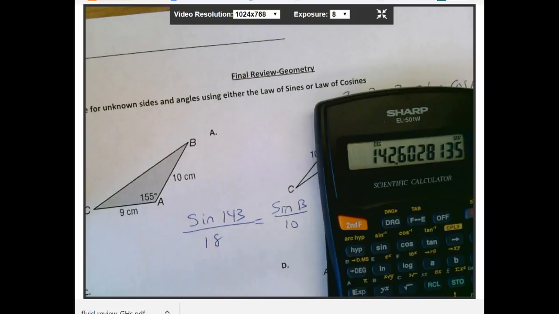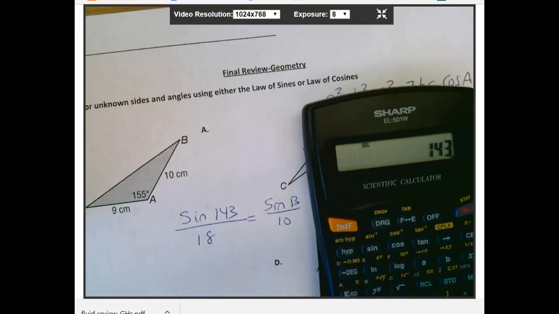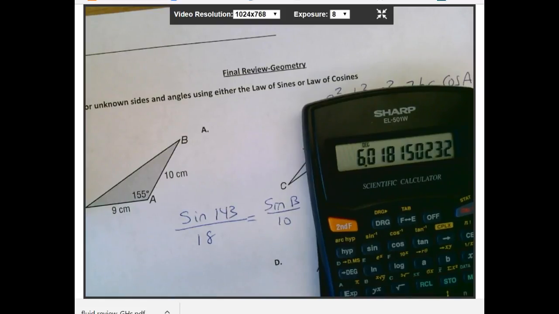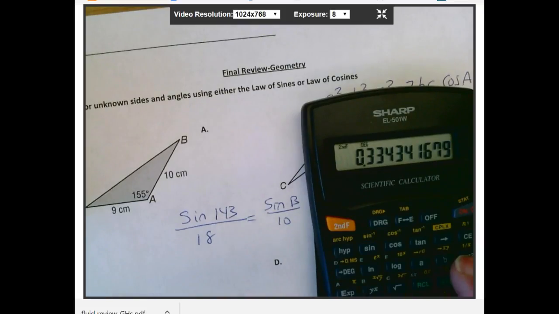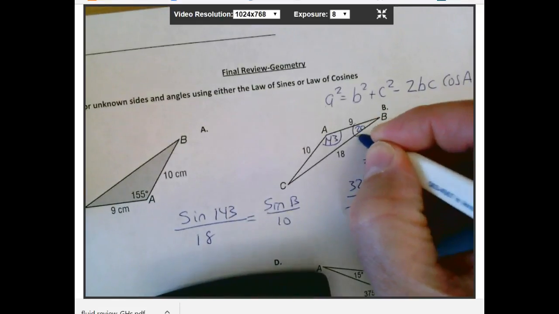So let's do that. Let's clear it. I'll just do the other one first, actually. So we'll do 143 sine times 10 divided by 18. And then we're just going to do the inverse sine. So second sine. So 19.5, we'll go 20. Sounds about right. 20 degrees there.